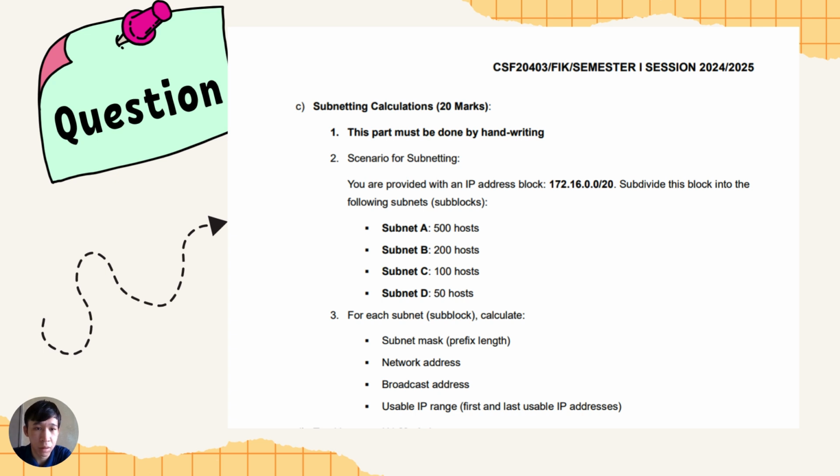First, look at the question provided. We are given an IP address block, 172.16.0.0, with a prefix length of 20, and we need to divide this block into the following subnets: subnet A with 500 hosts, subnet B with 200 hosts, subnet C with 100 hosts, and subnet D with 50 hosts. For each subnet, we need to calculate the subnet mask, that is the prefix length, the network address, the broadcast address, and the usable IP range.